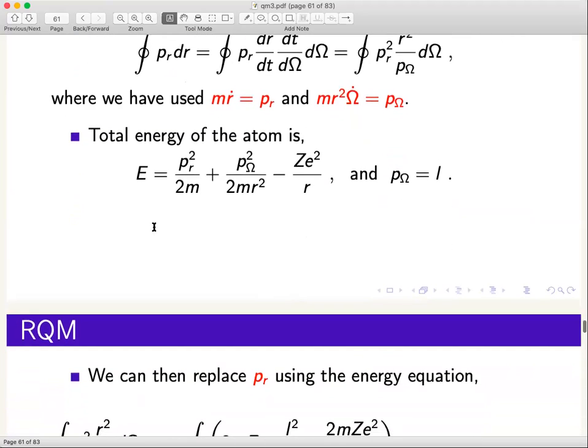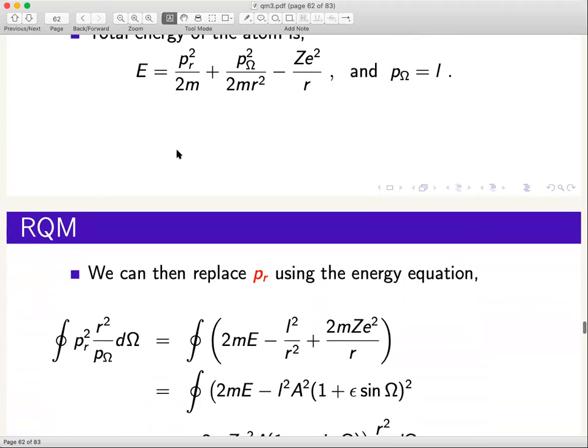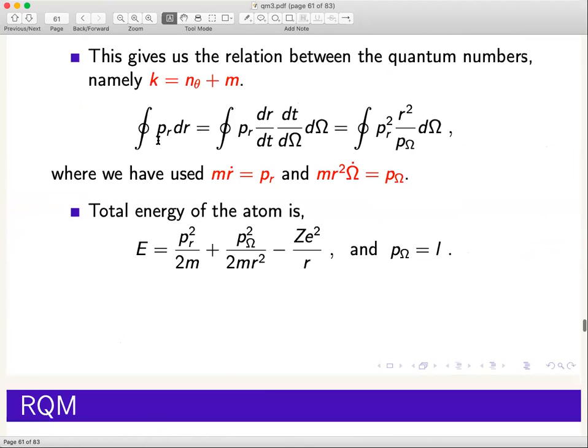Of course this is the energy of the atom, because it's a kinetic piece, centrifugal piece, and Coulomb piece, which would add up to give you the total energy. So we replace PR squared by using this relation. Take this equation, write down PR squared in terms of energy and all other variables, and plug it into this integral that we were trying to do, the integral of PR dr.